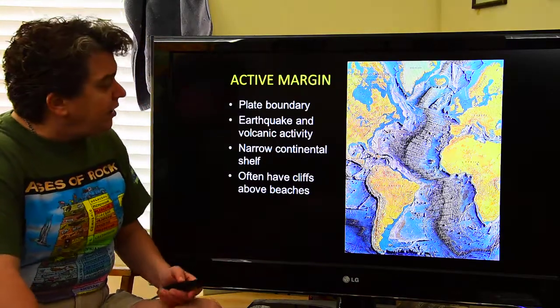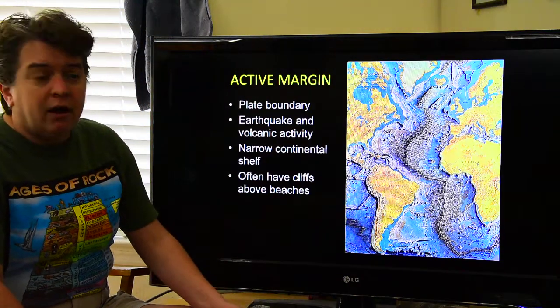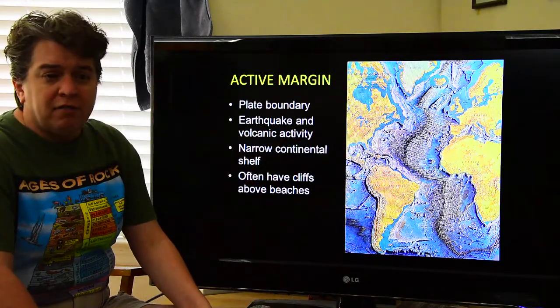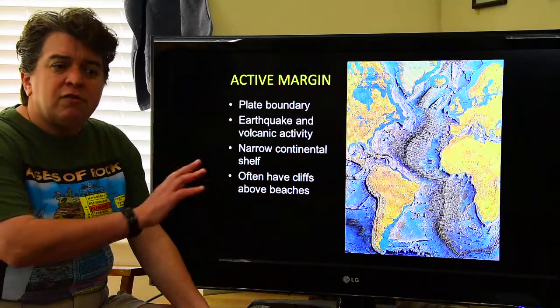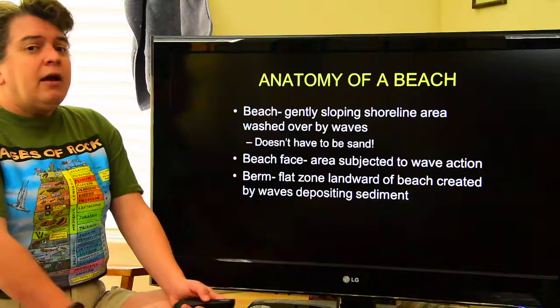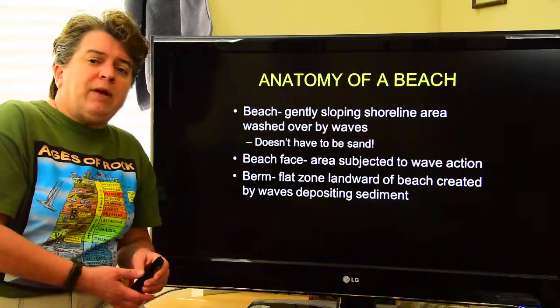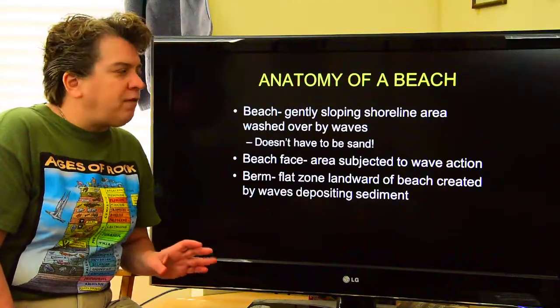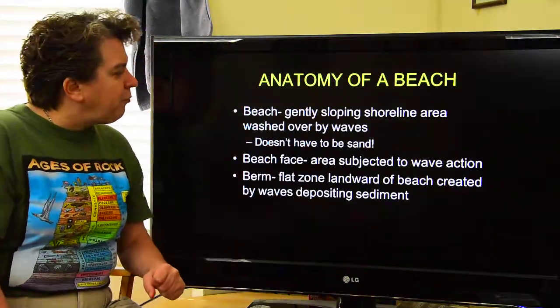Now, can you have sandy beaches in an active margin? Sure. Can you have cliffs at a passive margin? Sure. But this is just kind of what's typical of each of these. Now, when you go to the beach, what sort of things would you expect to see at the beach? The anatomy, the parts of a beach.